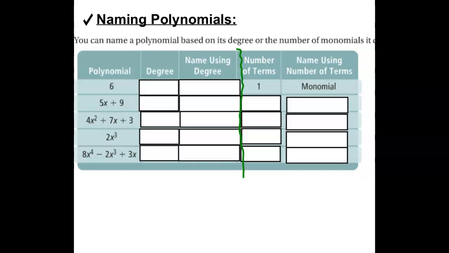Okay? Looking at our second one, 5x plus 9. How many pieces do you see? 2. You have a 5x and you have a positive 9, right? 2 terms. What do you think that one's called?